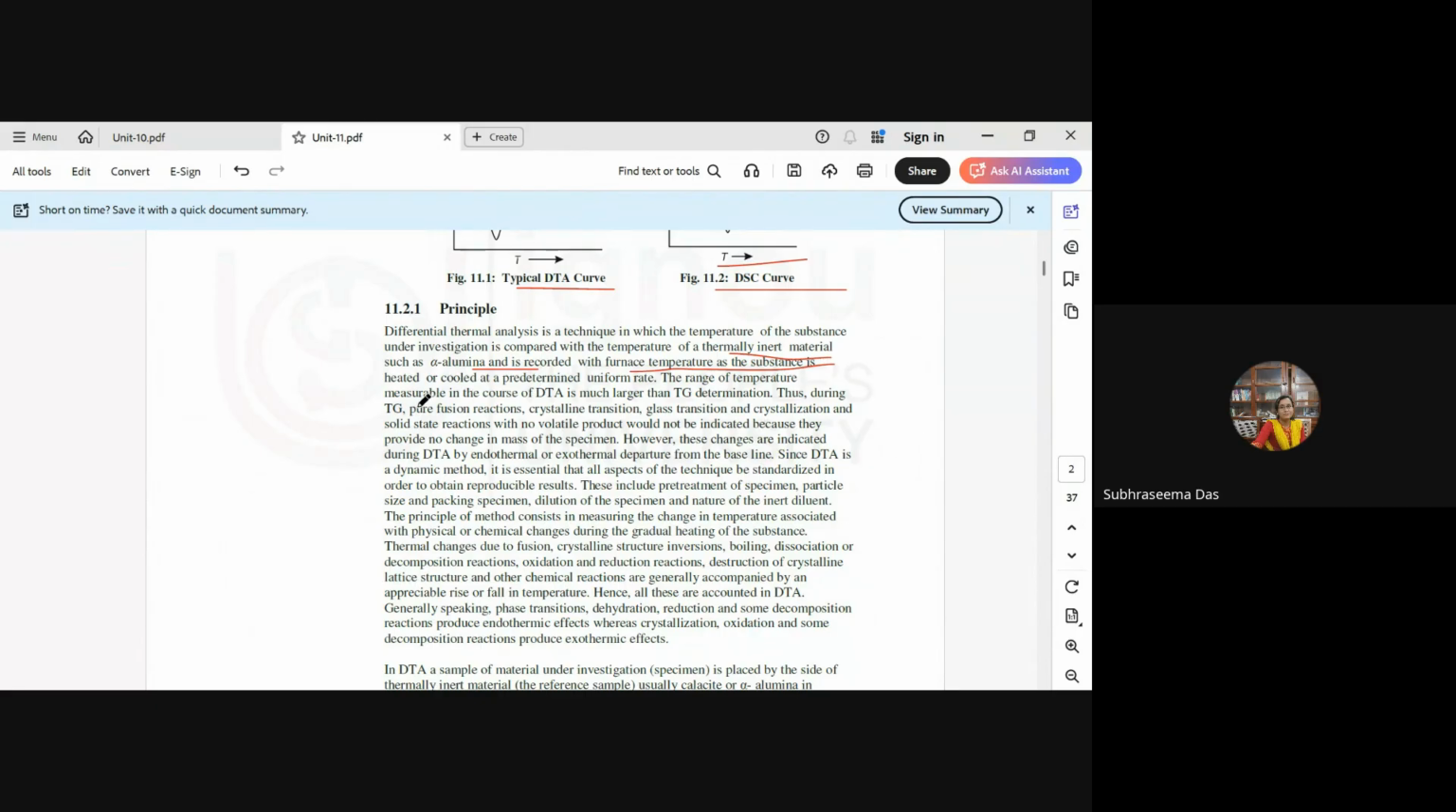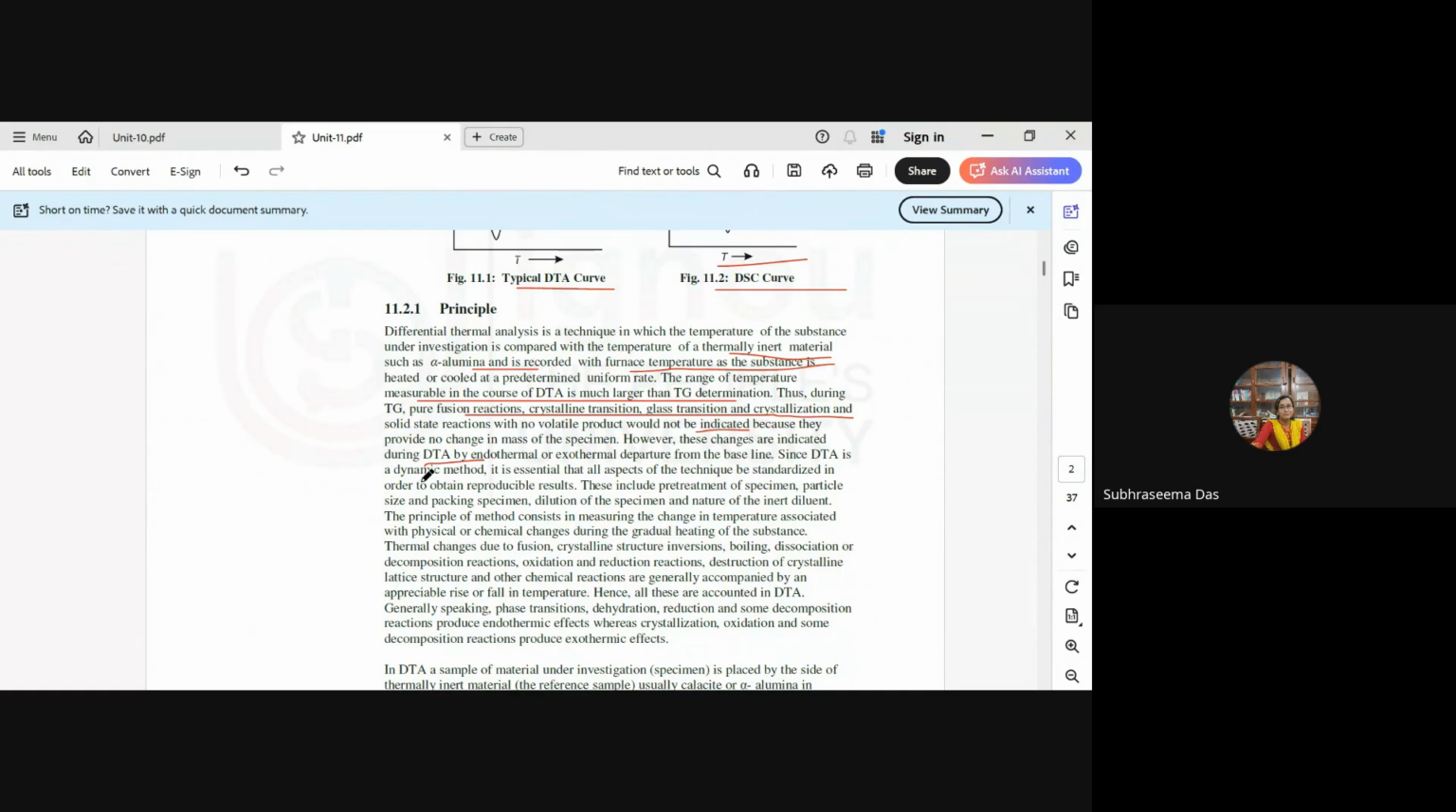So the range of temperature measurable in the course of DTA is much larger. Thus, during TG, pure fusion reactions, crystalline transition, and crystallization solid states with no volatile product could not be indicated. But these changes are captured by DTA.